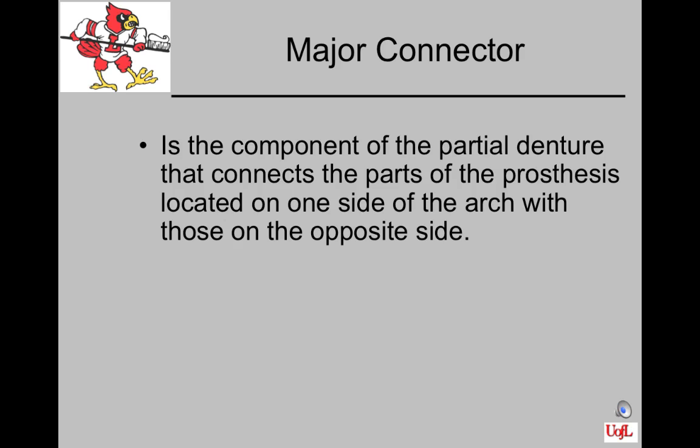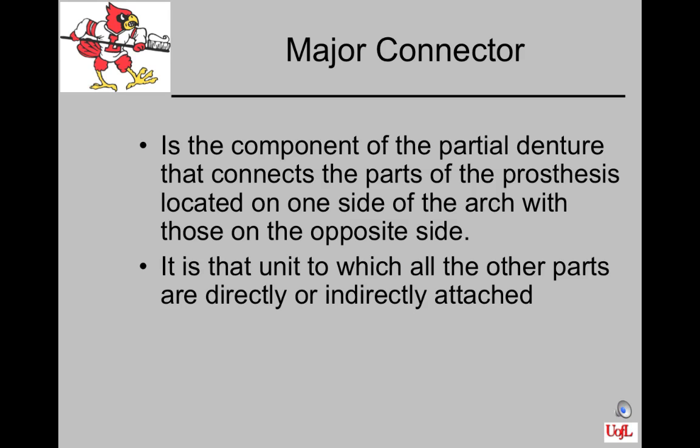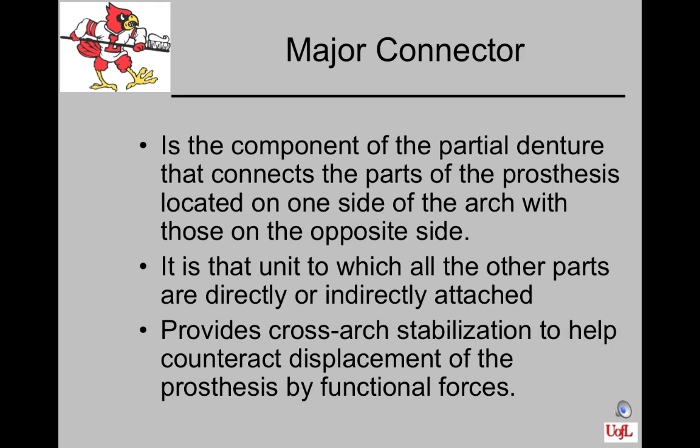The major connector is the component of the partial denture that connects the parts of the prosthesis located on one side of the arch with those on the opposite side. It is that unit to which all the other parts are directly or indirectly attached. It provides cross-arch stabilization to counteract displacement of the prosthesis by functional forces.